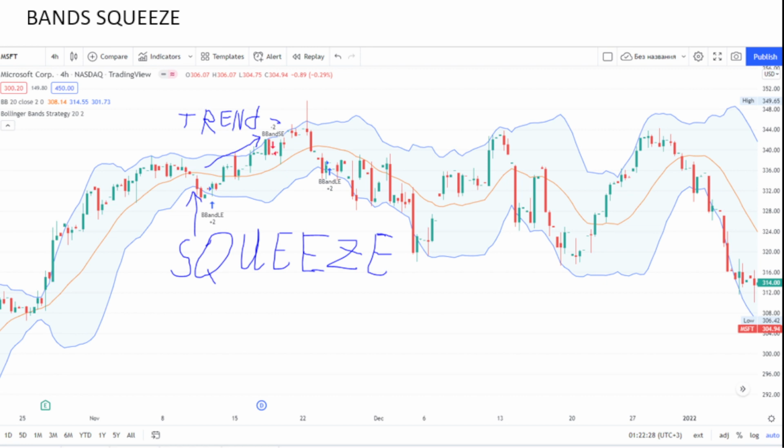When volatility becomes lower, we can rely on it as a signal for future trend formation, like here. So when we have low volatility and the bands are squeezing, we can predict with a high probability a future trend, and enter the market at the very early stage, right?